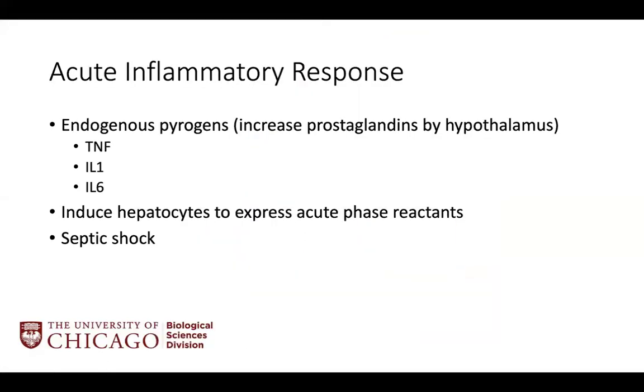Okay, so these cytokines we're talking about that are very characteristic of the innate immune system are all endogenous pyrogens. They increase prostaglandins by the hypothalamus: TNF, IL-1, IL-6. They will also induce hepatocytes to express these acute phase reactants like CRP, which we just learned about. And in excess, it can lead to septic shock.